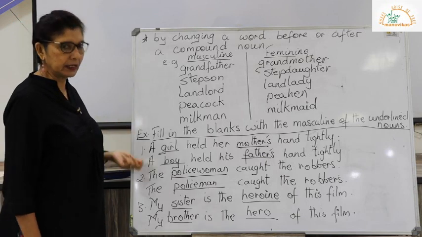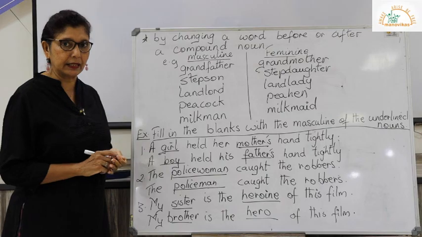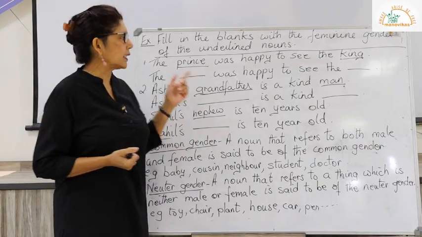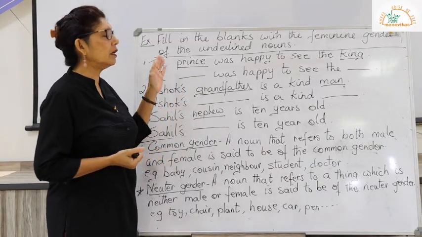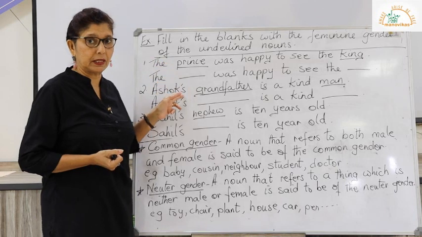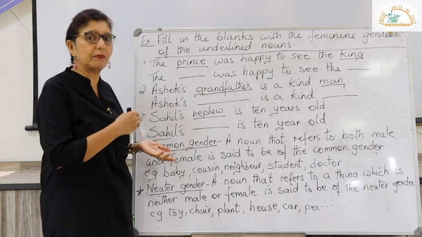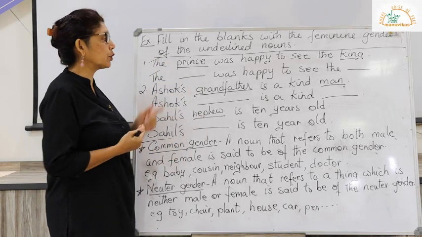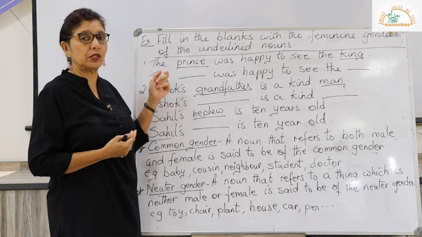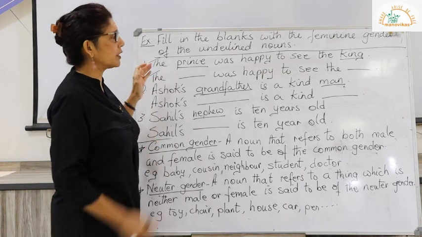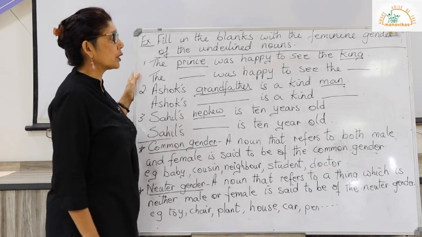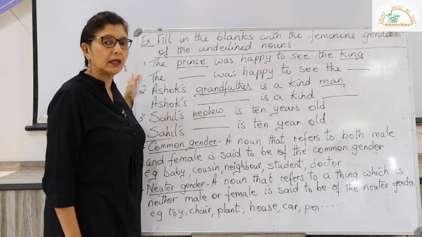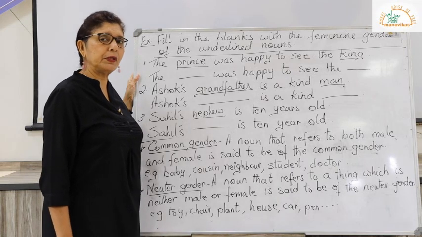Okay. Now we'll do another exercise so that you understand it better. In the earlier one we had changed the feminine to masculine. Now we are going to change the masculine to feminine. Let's see the first sentence. The prince was happy to see the king.